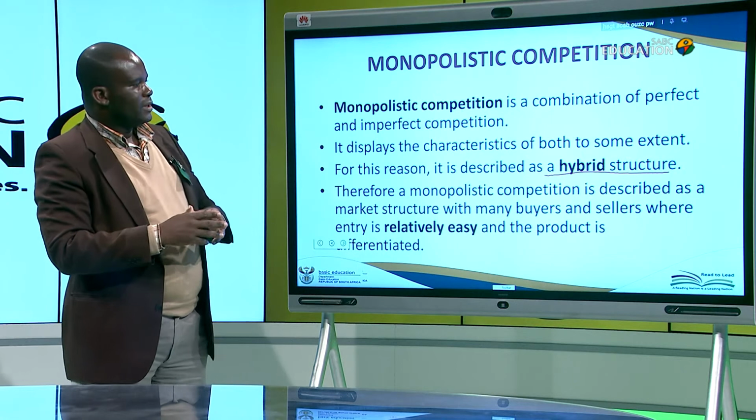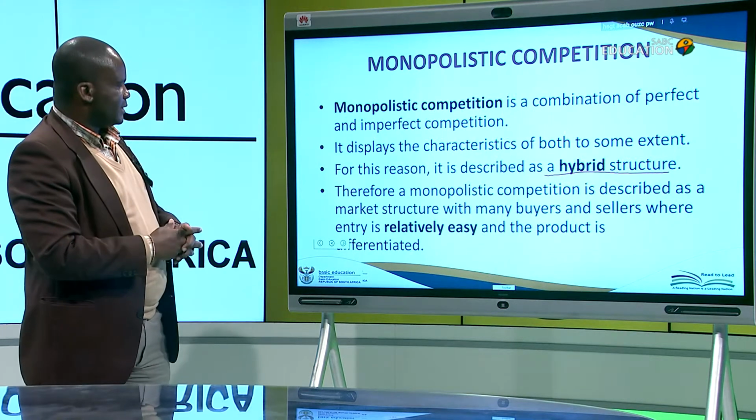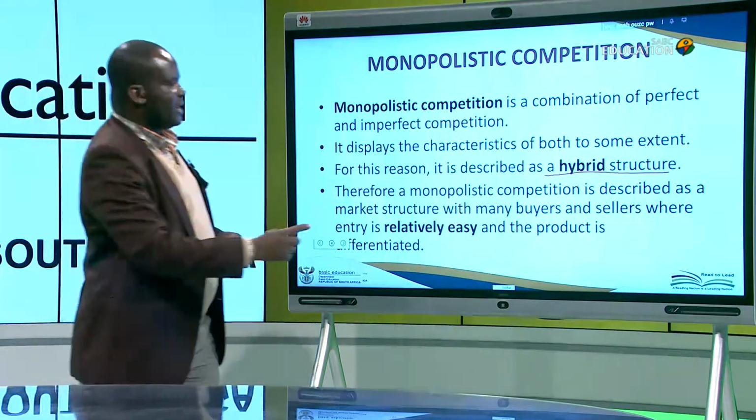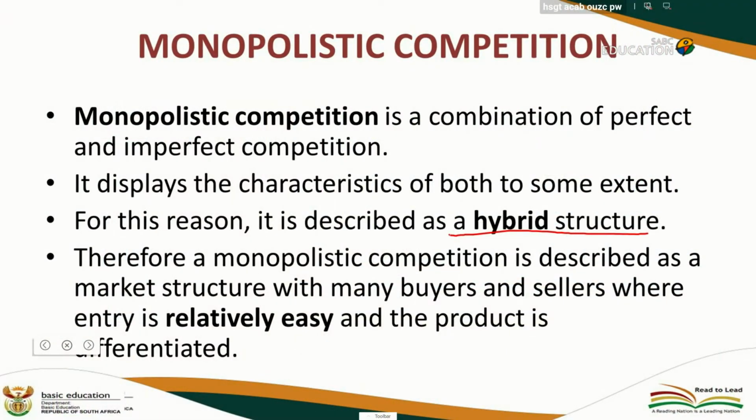Therefore, a monopolistic competition is described as a market structure with many buyers and sellers. So from perfect market, that's the feature that you saw, which said in a perfect market, there are many buyers and sellers. Entry in this market is also relatively easy. It's a feature in the perfect market.